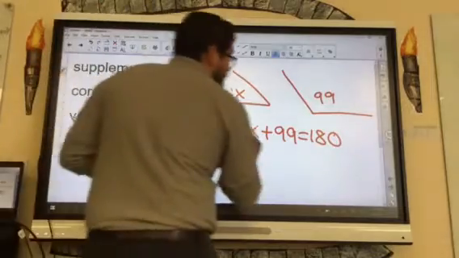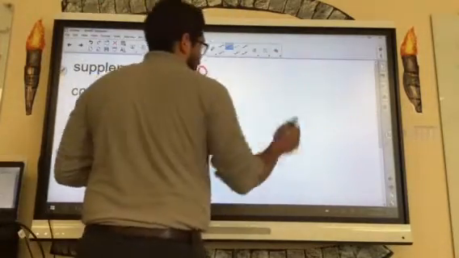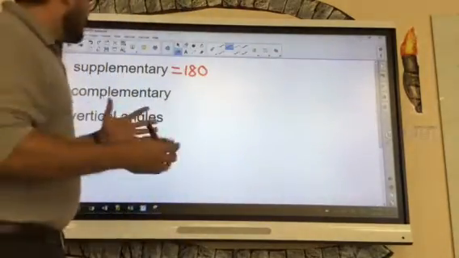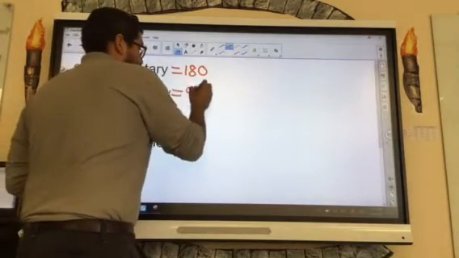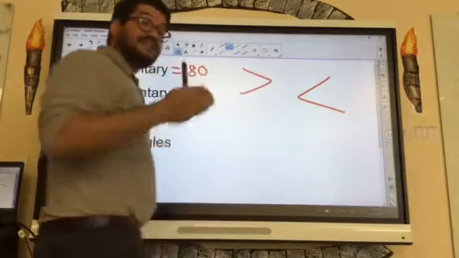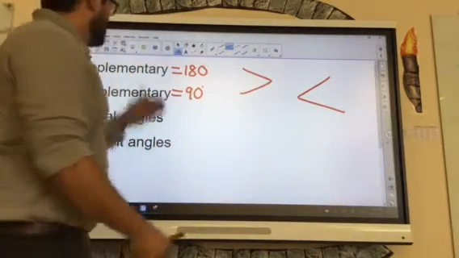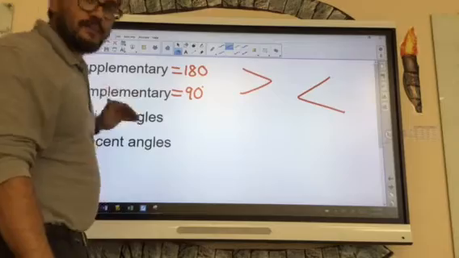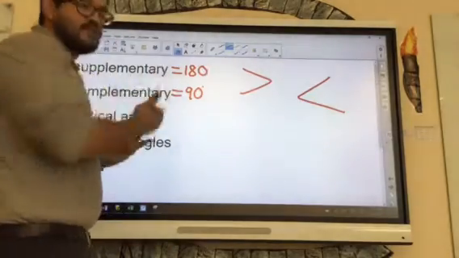Now, complementary is very similar to that word. Okay, it even sounds similar. Complementary equals 90 degrees. When you put two angles together, they equal 90 degrees. Okay? Now, Mr. Caceres, I'm going to confuse supplementary with complementary. How am I going to figure out which one's which? I'm going to get them confused.